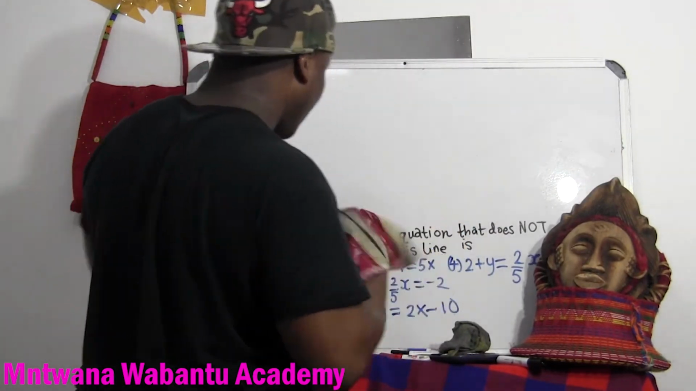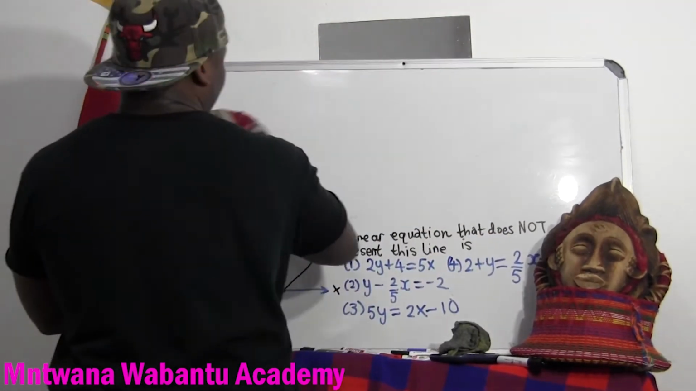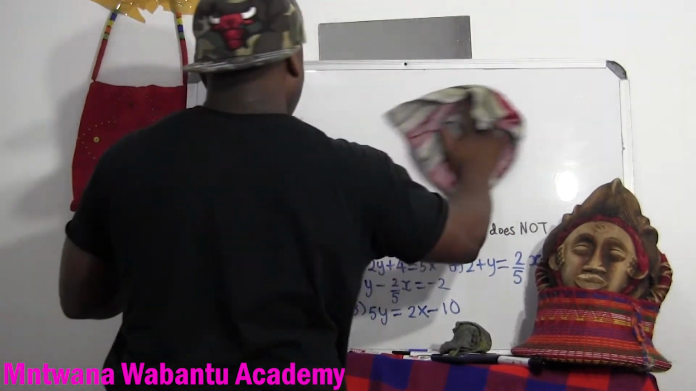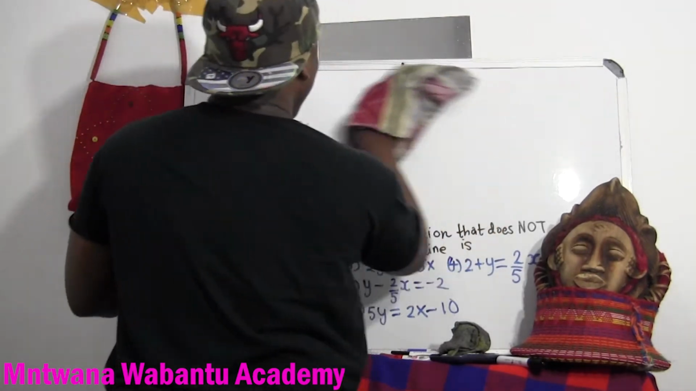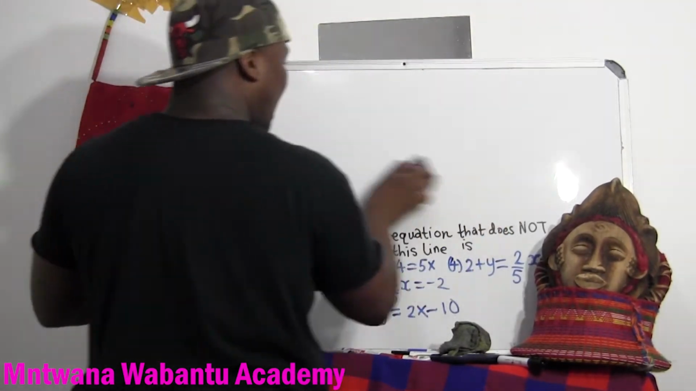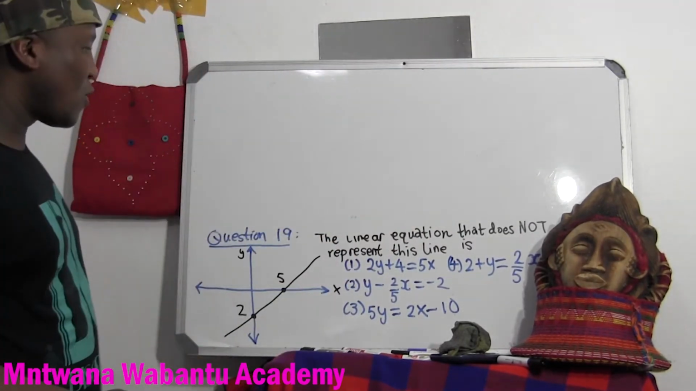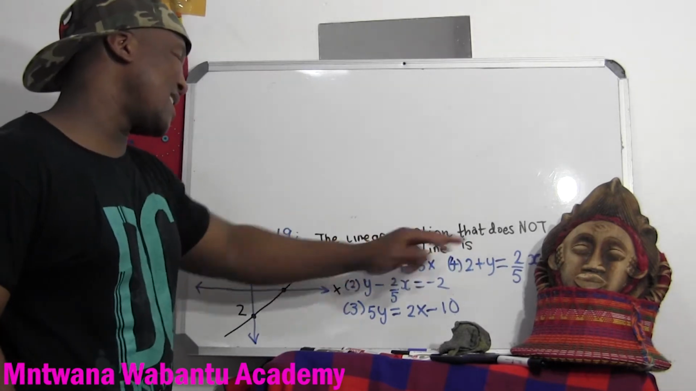Question number 19. We don't have question number 2. Question number 10. Okay, so question number 10, number 19. They say the line of equation that does not represent this line is, okay.